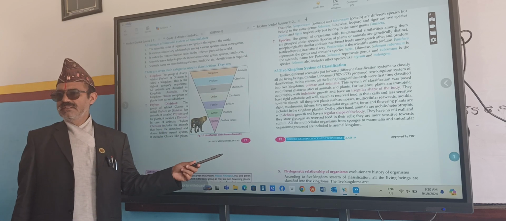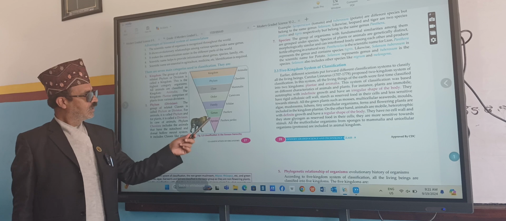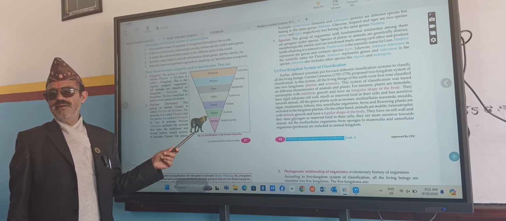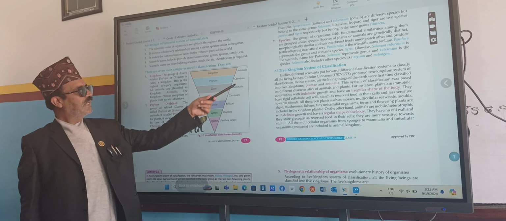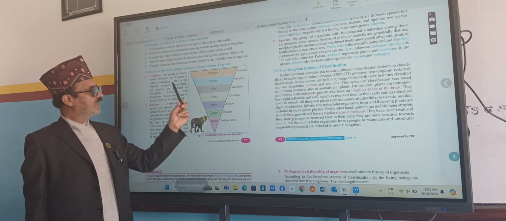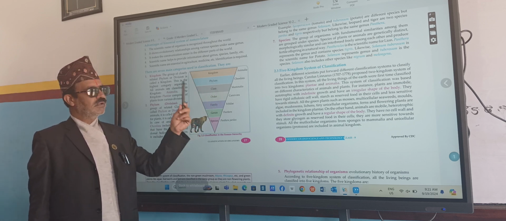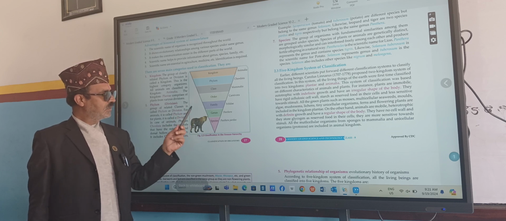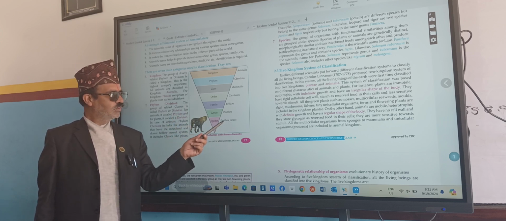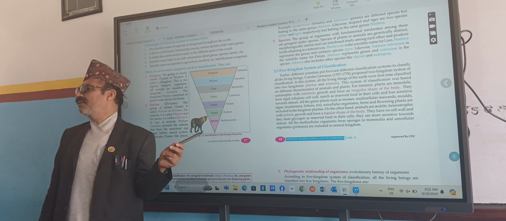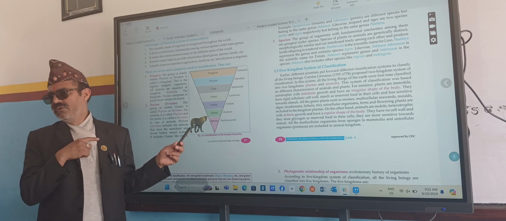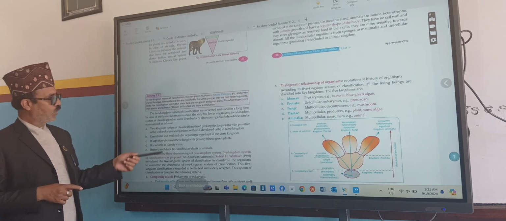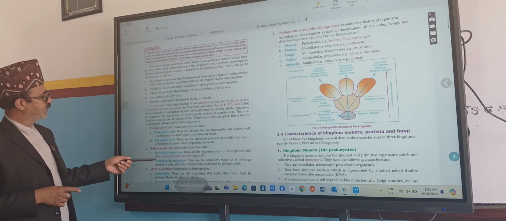Linear hierarchy. Is there a linear hierarchy or not? So this is a leopard. Kingdom, Animalia. Phylum, Chordata. Class, Mammalia. Order, Carnivora. Family, Felidae. Genus, Panthera. Species, pardus. Panthera pardus is the scientific name. One question can be asked from here also. So remember.